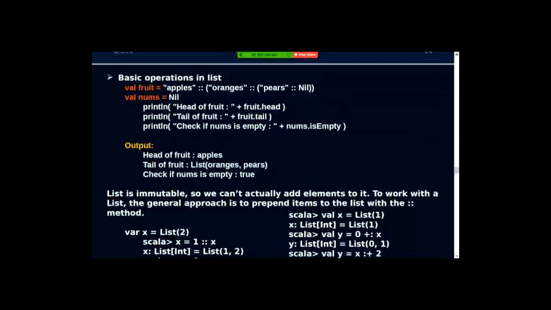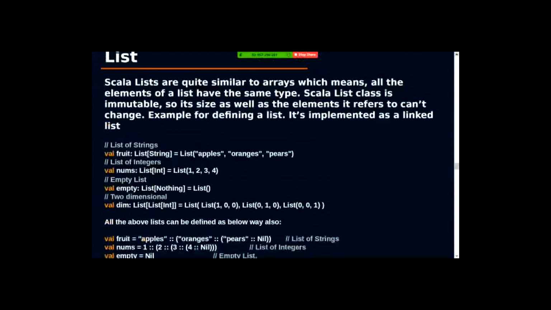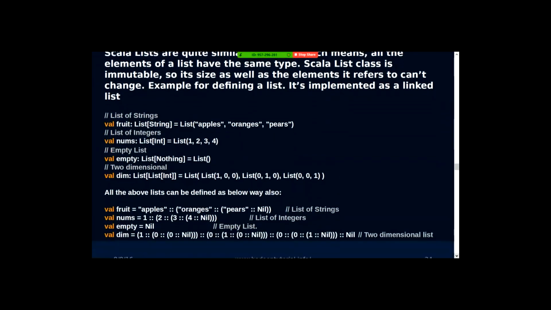Can I have a mismatch? Like, can I have an apple, then an alphabet, then a number, alphanumeric things? No. It's a homogeneous type, same as arrays.